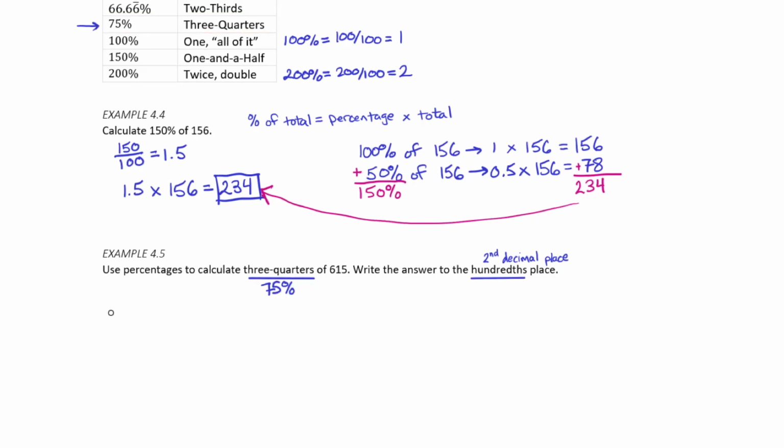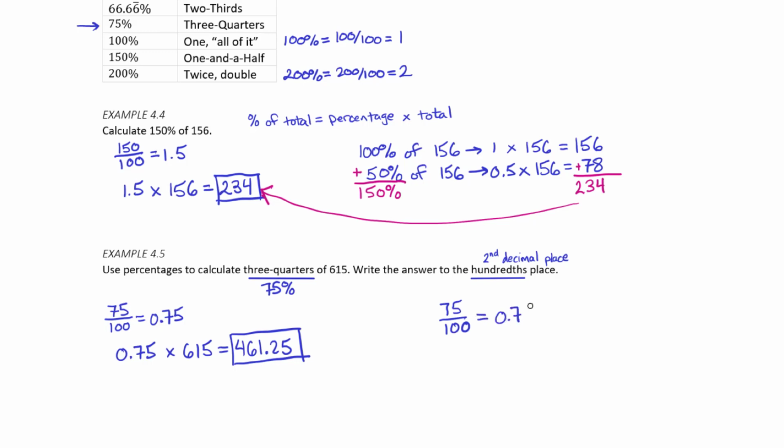So to calculate a percentage of a number, you simply take that percentage, divide by 100, and you get your decimal percentage. Take that, multiply by the total, which is 615, and we get 461.25. Now I keep writing out this 75 over 100, 29 over 100, 50 over 100, 150 over 100, and all of that works, right? All of that gets you to where you need to go.